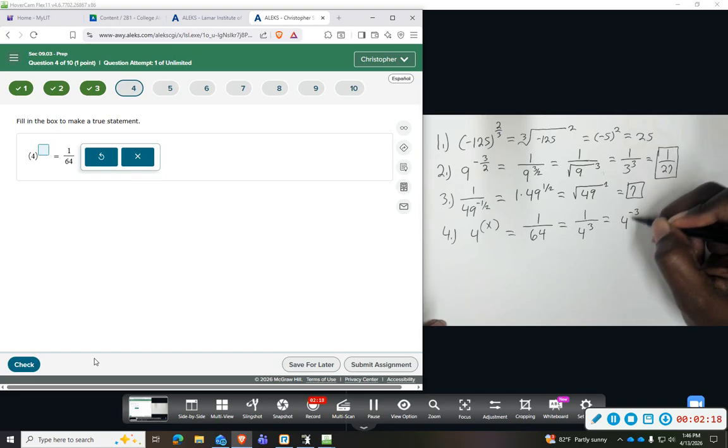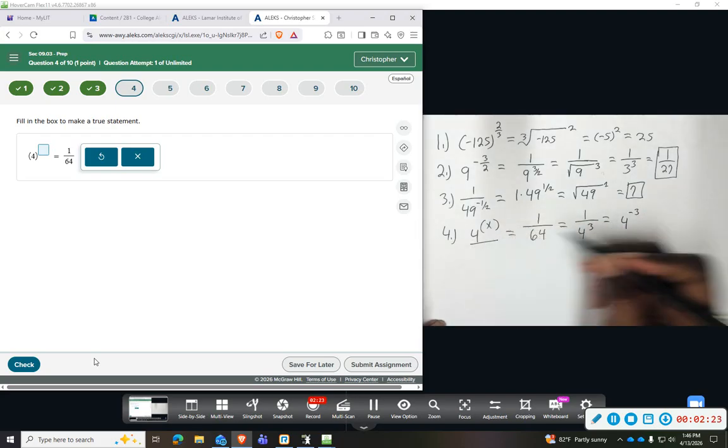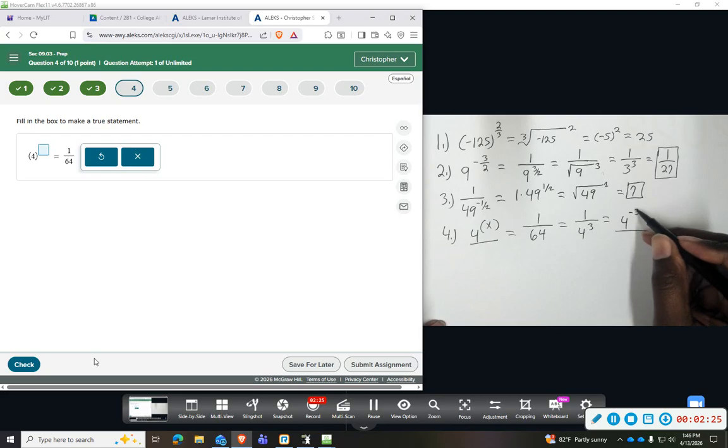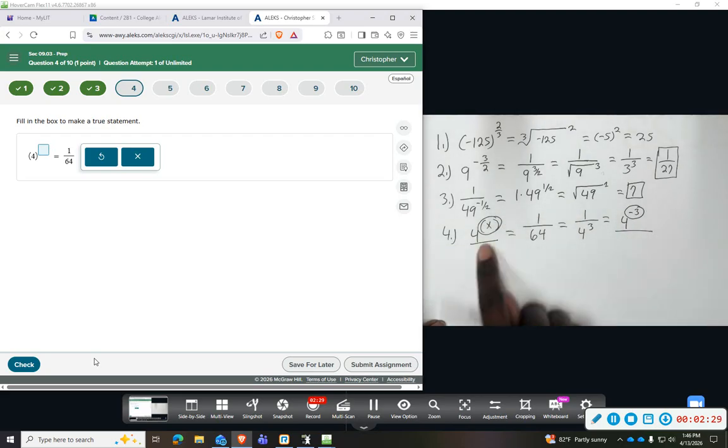Now that times 1 again just gets absorbed. So we're looking at 4 to the x is equal to 4 to the negative third. And at this point you can see that x would have to be equal to -3.